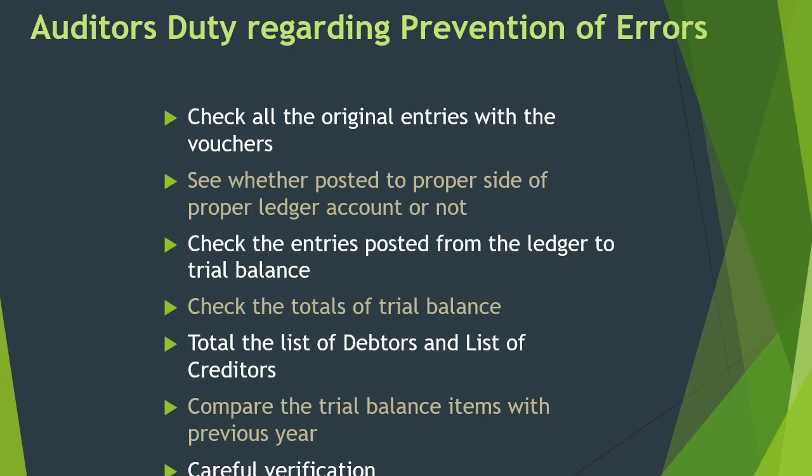For example, debtors in 2020 is 2 crore and debtors in 2019 is 20,000. So there is a huge gap between these two figures. From 20,000 to 2 crore means there is a huge gap, and this gap signals some mistakes in the books. And careful verification is the final tool with the auditor for all these things. He should be very careful in his work.